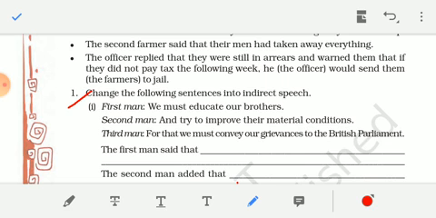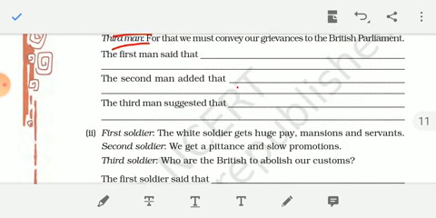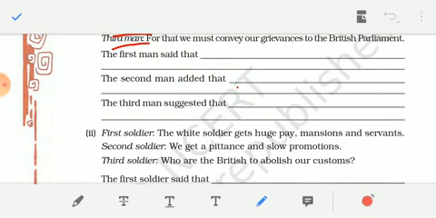First man: We must educate our brothers. Second man: And try to improve their material conditions. Third man: For that we must convey our grievances to the British Parliament. Now see carefully how you can change these sentences into indirect speech. Okay, the first one.